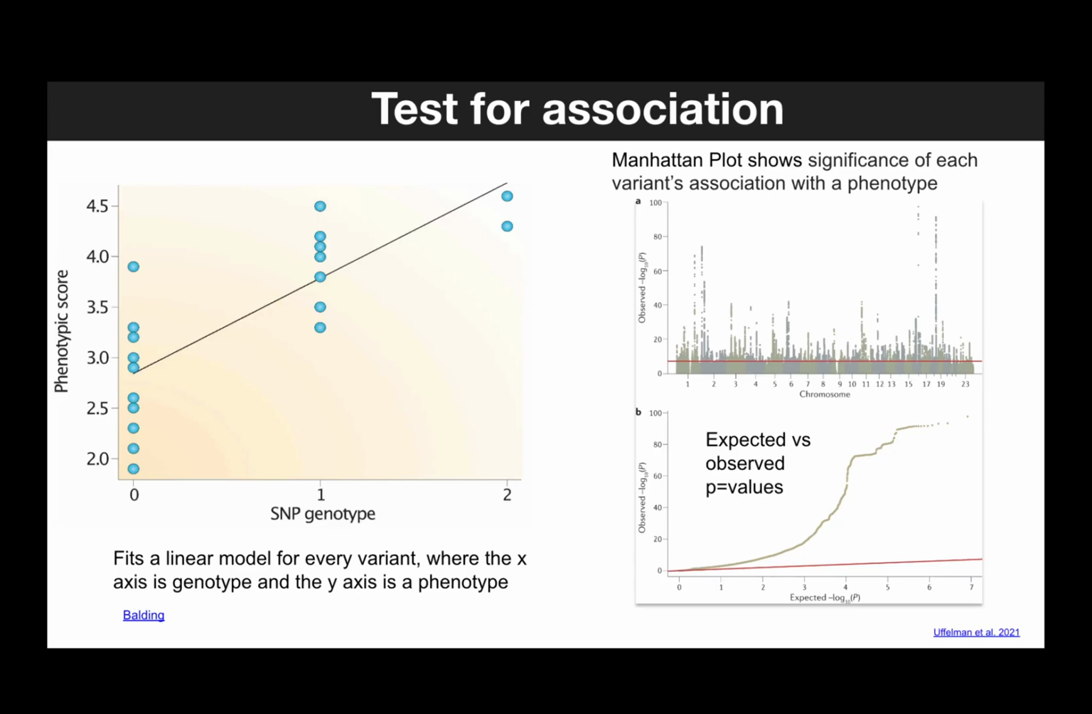That p-value is, in a way, a measure of the strength of association. So for example, if I see such a strong line like this, I will say that there is a very strong association of this genotype to the phenotype that you're observing.